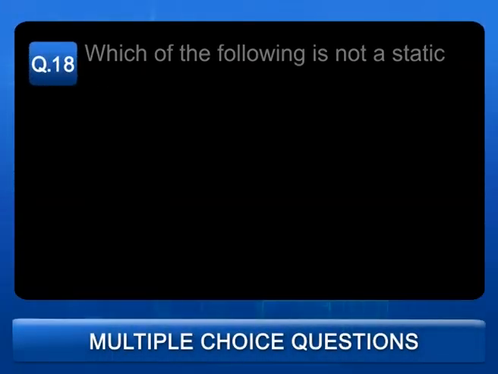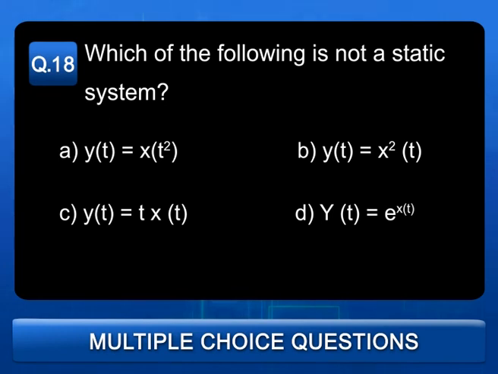Let us see 18th question now. Which of the following is not a static system? A. y of t is equal to x of t square. B. y of t is equal to x square of t. C. y of t is equal to t x of t. D. y of t is equal to e to the power of x t. The answer is A. y of t is equal to x of t square is not a static system.